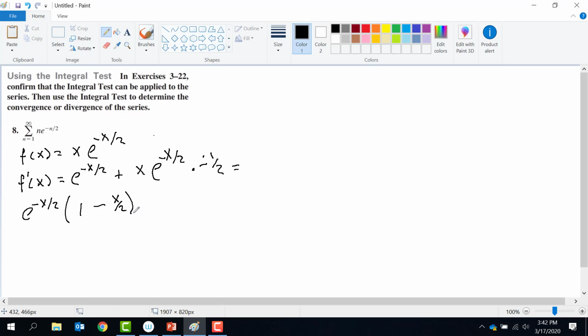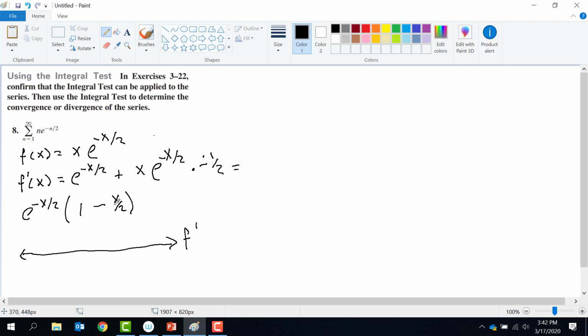So you can see that this expression here will always be positive. We don't have to worry about that. So to find the sign chart for this, we just look at this expression here. We're looking at the sign chart for the first derivative, so that will tell us when it's increasing and decreasing.